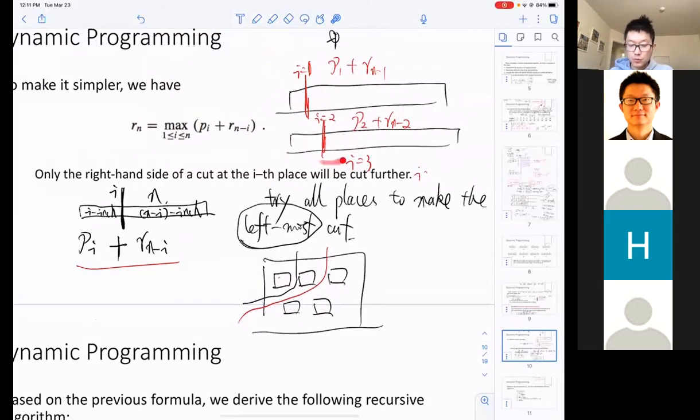This is pretty much similar to what we do over here. We try all the possible places of the leftmost cut and find whichever gives us the highest total revenue. Make sense? Yeah, that was a good example.